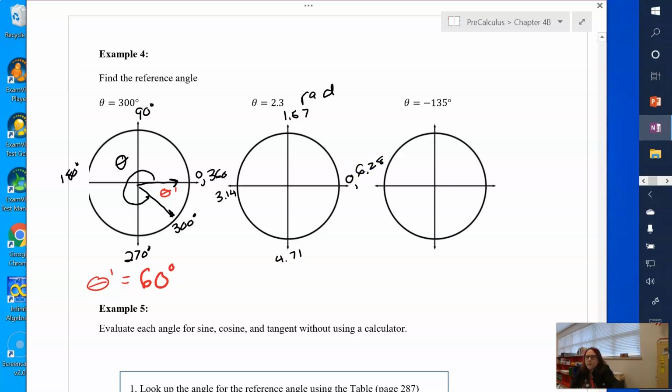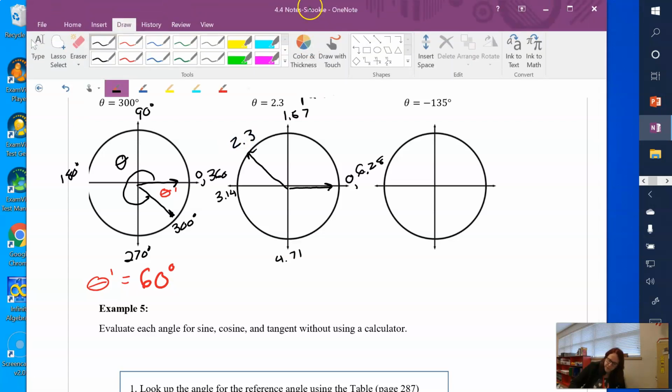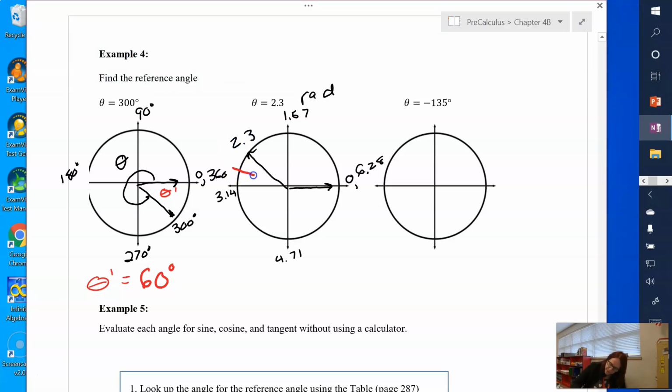So now what I'm going to do is draw in the angle first. 1.57 puts it somewhere over here. Nope, sorry, 2.3 is what I'm going for. It's still over here somewhere. So right in here is theta prime. And theta prime, that's just going to be, take 3.14, take pi, and subtract 2.3 from it. And I got 0.84 radians.